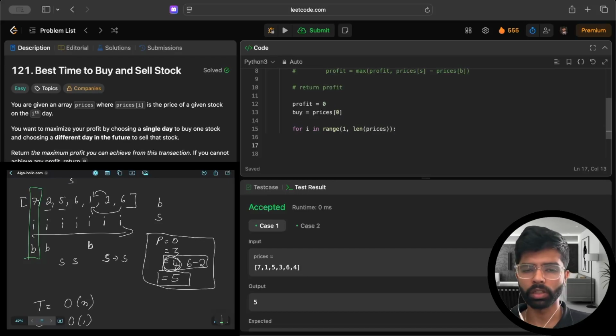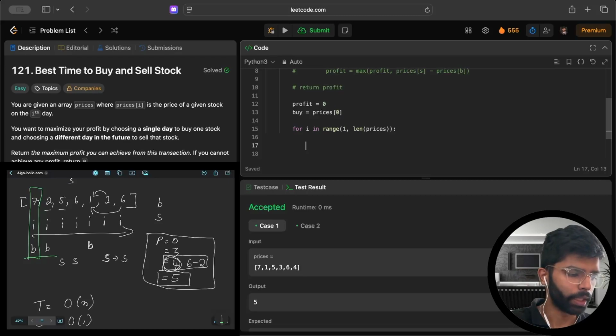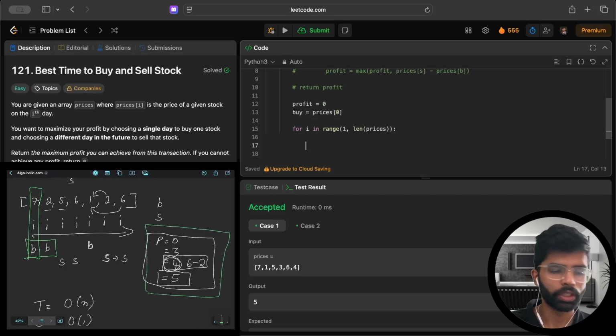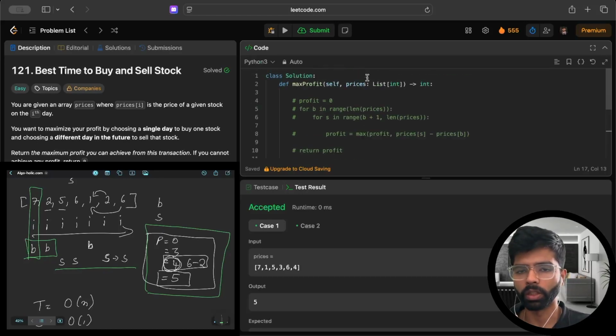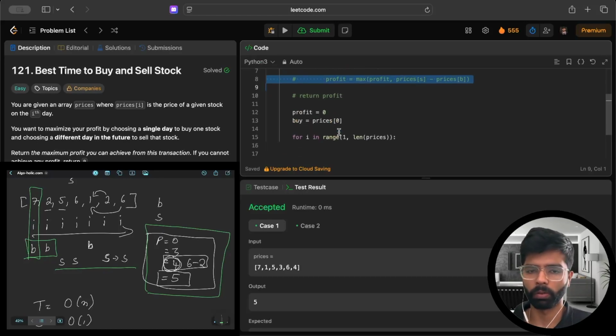Now there are two major scenarios that we need to account for. One is the movement of the buy price, the buy value, and second is the change of the profit. We can also add a third variable to account for the selling price, but since we saw earlier that this can be streamlined using profit, we don't need a third variable.